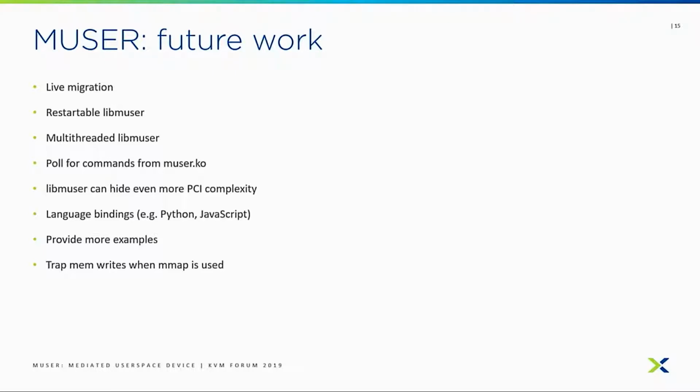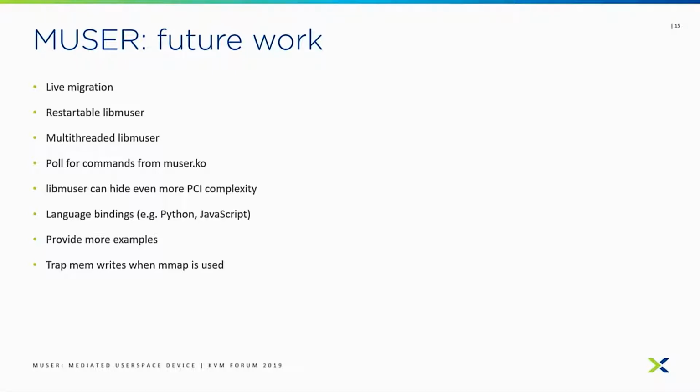Also, an ever-going goal of MUSER is to make implementing a PCI device as easy as possible by handling as much of the complexity as possible for the user. For instance, there is a lot of room for improvement in handling PCI capabilities. We would also like to introduce additional language bindings, not only C. In fact, we have a device emulation implementation in Python in less than 10 lines of code. We would also like to provide more examples, for instance, how IRQs or memory mapping a device can be used.